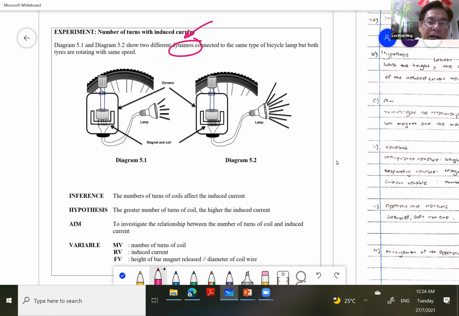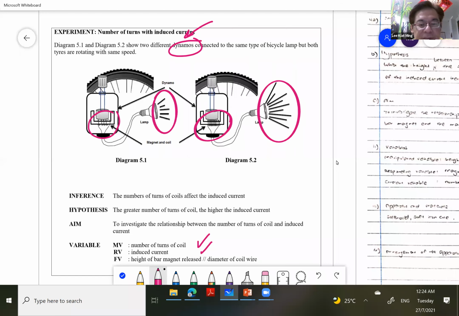Okay, effect. Why? Because we know this one is less number of turns. This one is more number of turns. So the manipulated variable will be the number of turns in the coil or solenoid. One is dimmer, the other one is brighter. So the responding variable is going to be the current induced. So when you write the hypothesis, the greater the number of turns in a coil or solenoid, the higher the induced current.